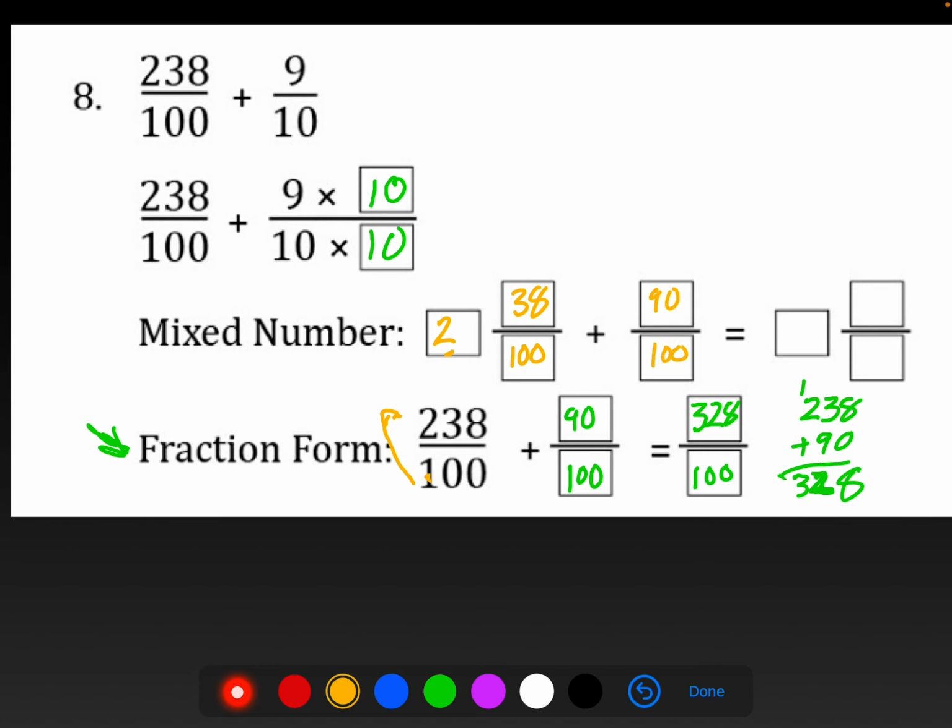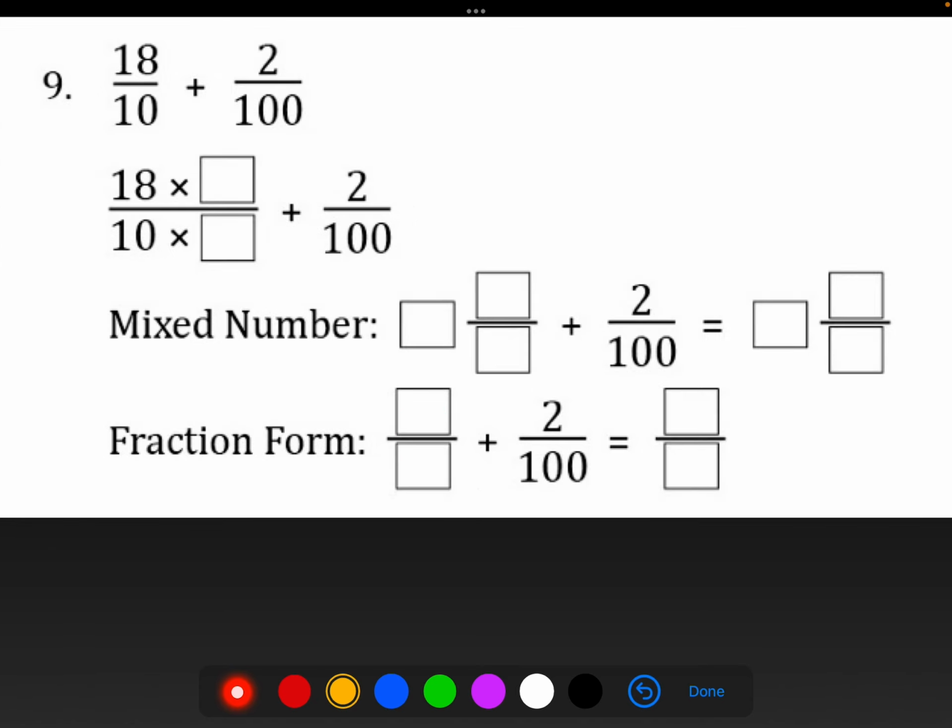All right, now, our whole number can transfer over, but it looks like if I have the 90 here, if I take 10 from here, then I've got another whole. So I'm going to put 3 wholes, and that left me with 28 over 100. So either way would work. All right, let's take a look at the next one.